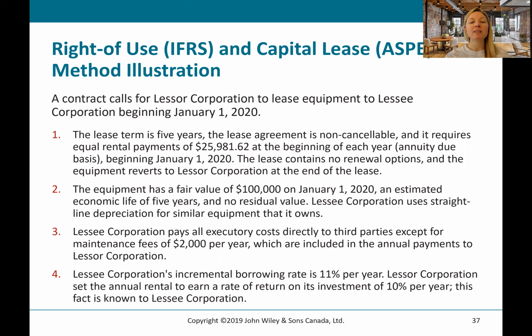Lessee corporation pays all executory costs directly to third parties except for maintenance fees of $2,000 per year, which are included in the annual payments to lessor corporation. Lessee corporation's incremental borrowing rate is 11% per year. Lessor corporation set the annual rental to earn a rate of return on its investment of 10% per year. This fact is known to lessee corporation.